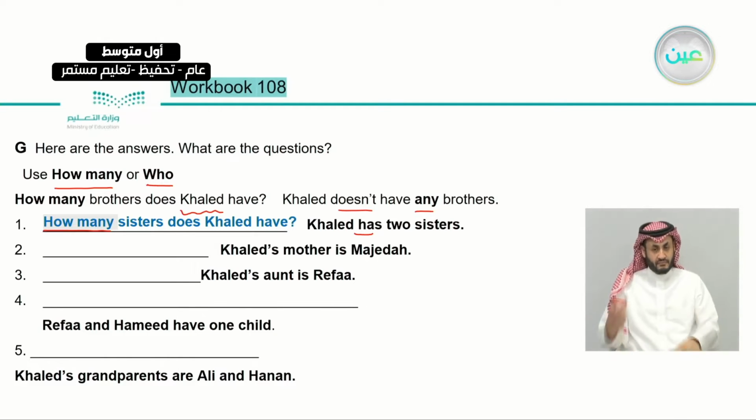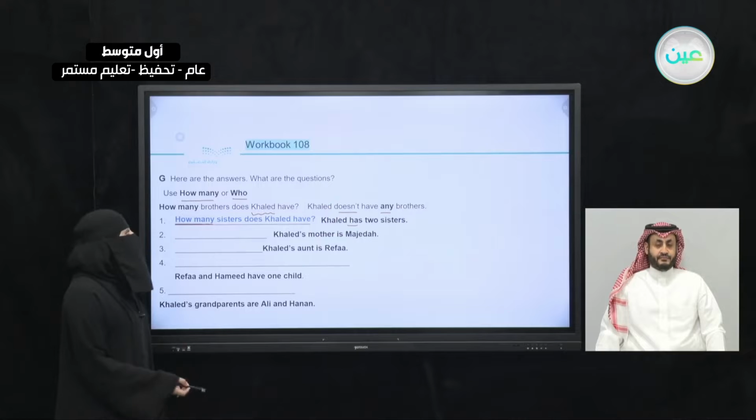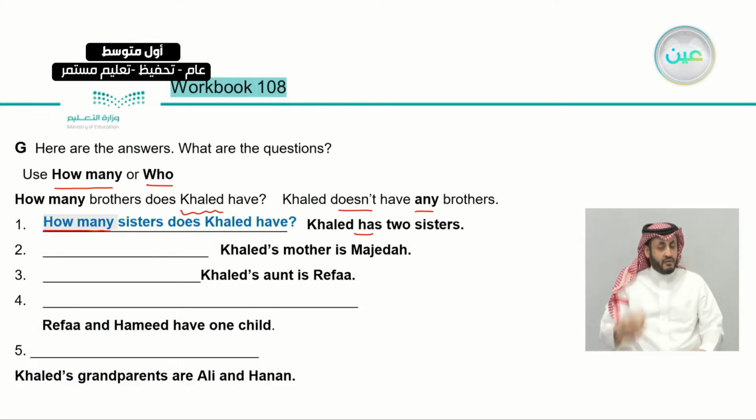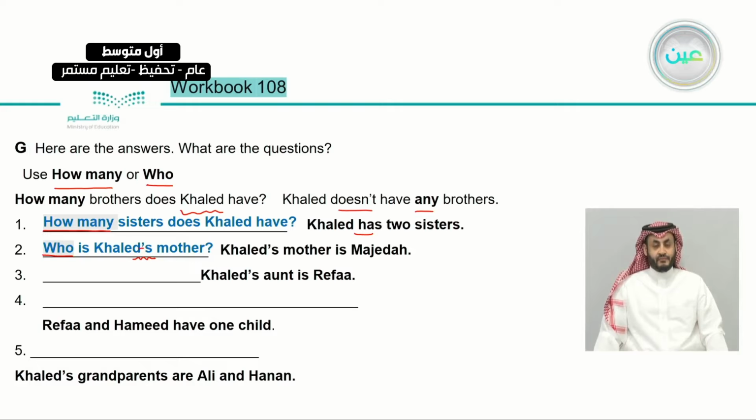Number 2, blank. The sentence or the answer is Khalid's mother is Majida. So probably I want to ask about his own mother. What should I use? How many or who? I'm not asking about the number, I'm asking about the person. Good job. Who is Khalid's mother? And notice here, start with who is Khalid's. The possessive is right here, Khalid's mother, and because Khalid is only one, I use the apostrophe right here, followed with S, and the name that's related to Khalid.